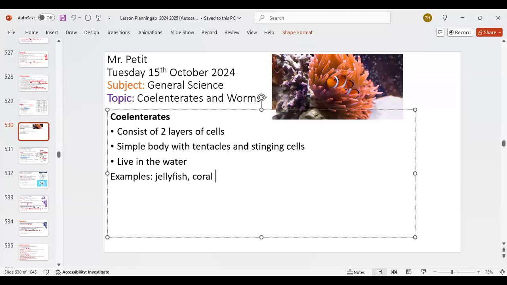A stingray is a fish. It's definitely a fish, not an amphibian. So stingrays are actually vertebrates. They have a backbone. Coelenterates, worms, echinoderms, mollusks, all of them are invertebrates. So they do not have a backbone. Coral, hydra, and like I said, the sea anemone. These are all examples of coelenterates.